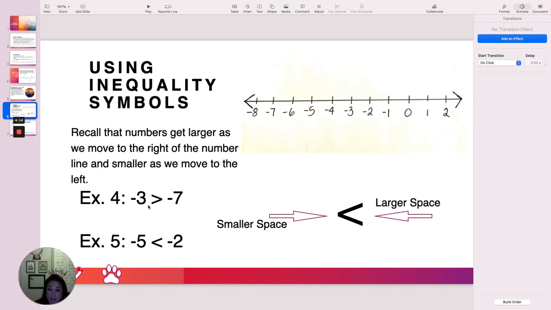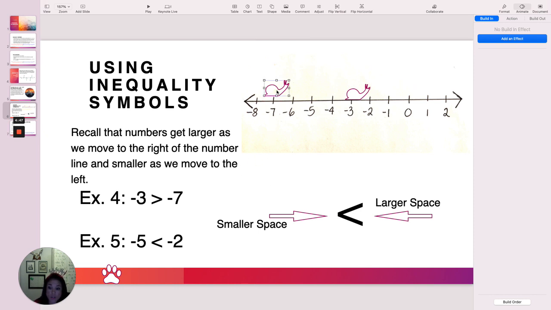I have -3 is greater than -7. Let's prove this. So I have a little snail here. I'm going to put it on -3. Now, I'm going to also put my little snail on -7. Okay, 7 is larger than 3, but when we're talking negative numbers, -7 is smaller.